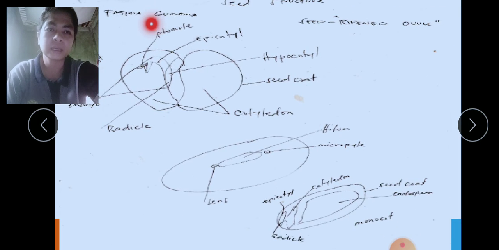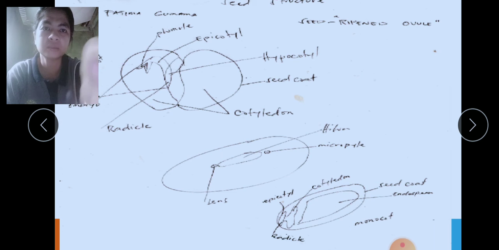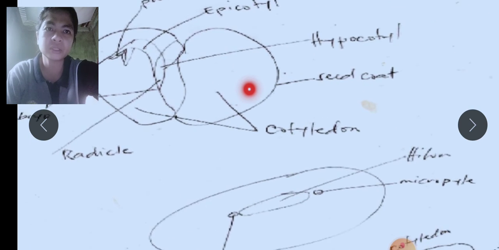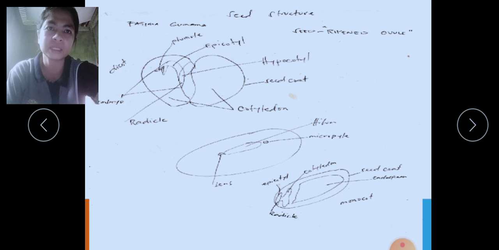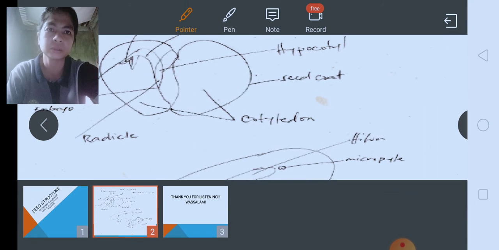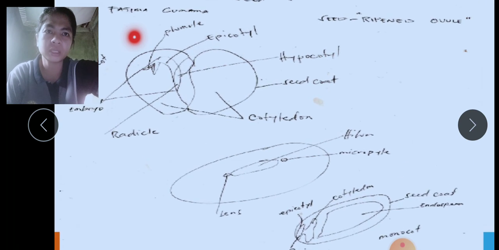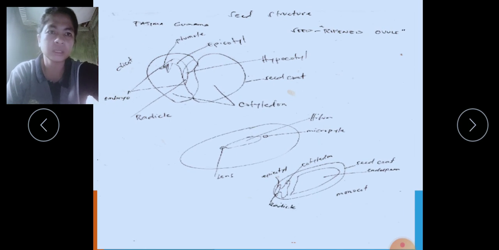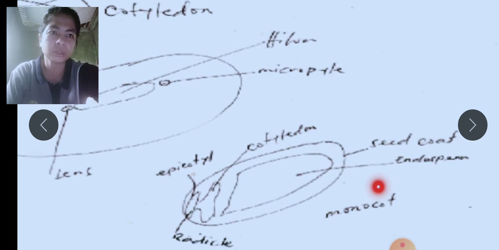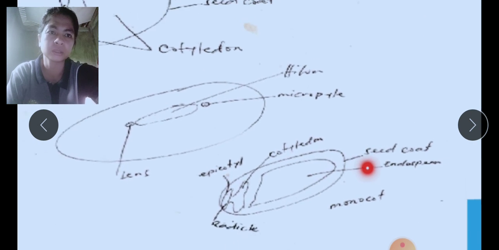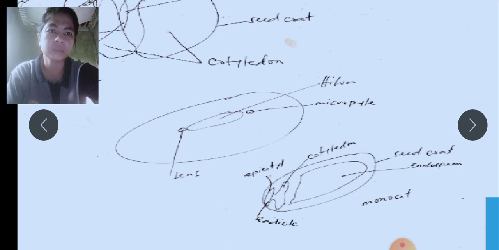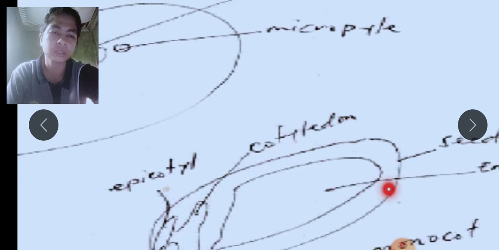And then of course the cotyledon. After germination, this is called the seed leaf. It provides nourishment to the developing plant. There are two cotyledons in the case of a dicot. So this is the structure of a dicot. And then the structure of a monocot contains only one cotyledon. So the radicle, epicotyl, and cotyledon. This is again the structure of a monocot.